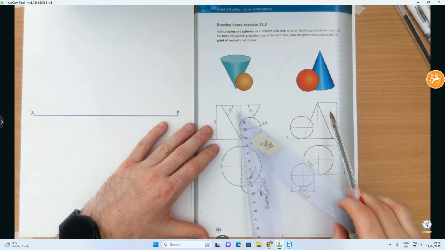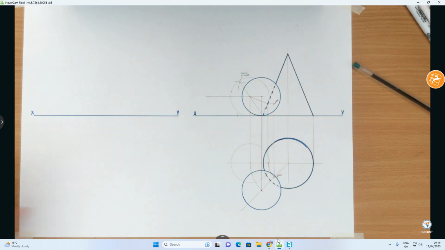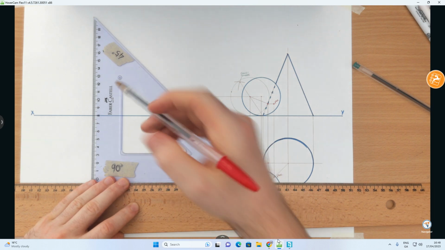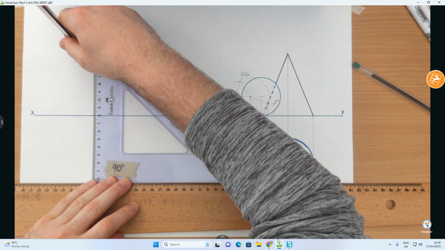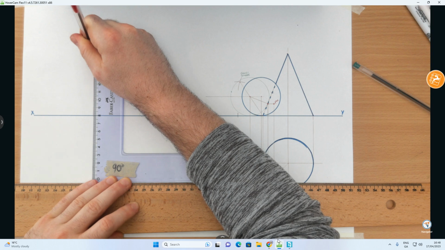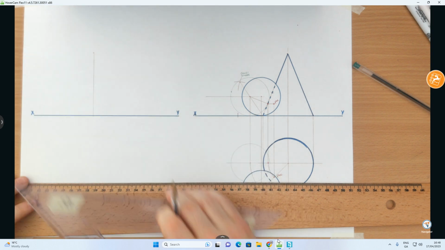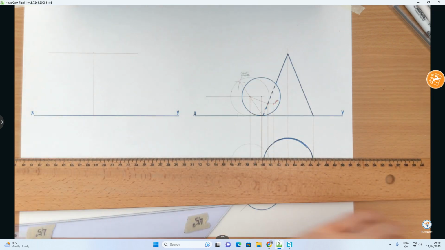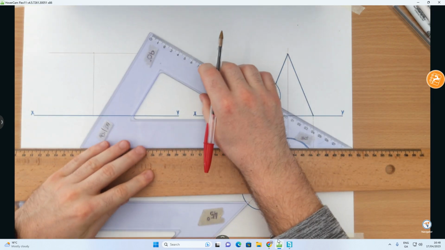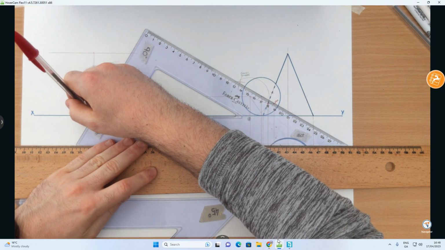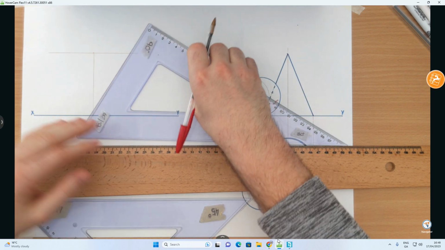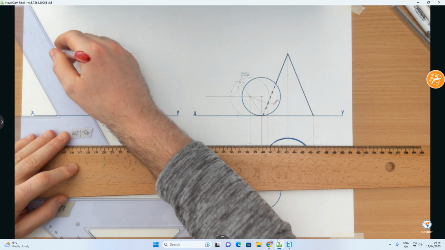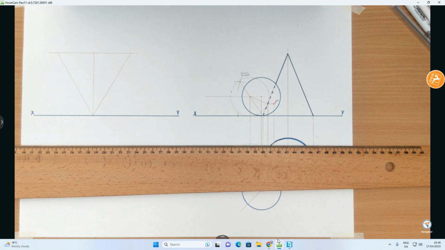So that's the first thing I want to do, draw the elevation and plan of the cone. So on the left hand side, I'm going to start off with a line. I'm going to measure up as far as 80 millimeters and do a line to the left and right like this, and then go 60 degrees like this and this. So there is our cone in elevation.